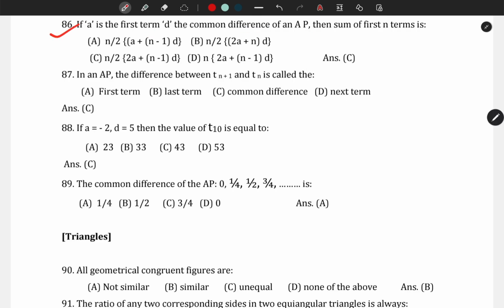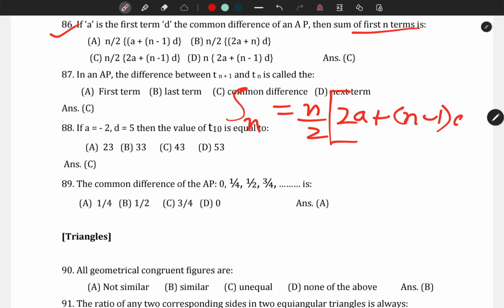Next question: if a is the first term and d is the common difference, the sum of n terms is given by Sn equals n by 2 into twice a plus n minus 1 into d. Let's look at this. If you look at option C, we have n by 2 into twice a plus n minus 1 into d.